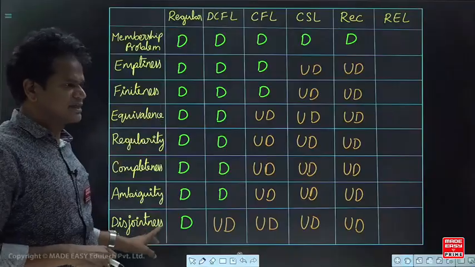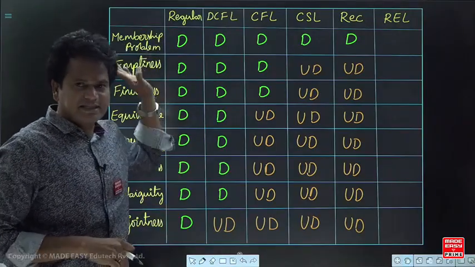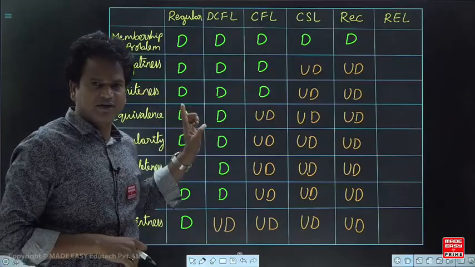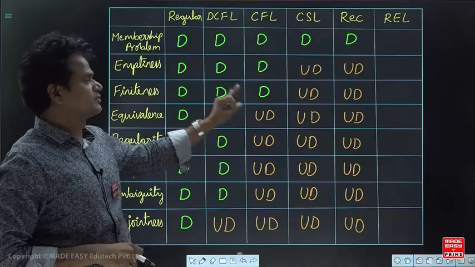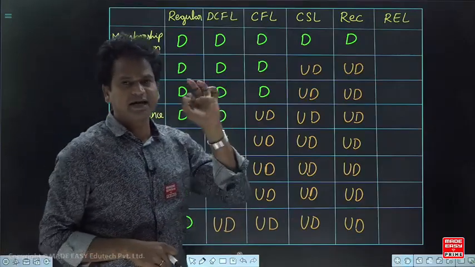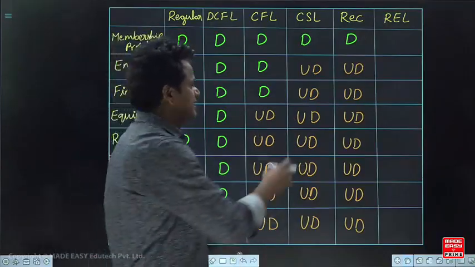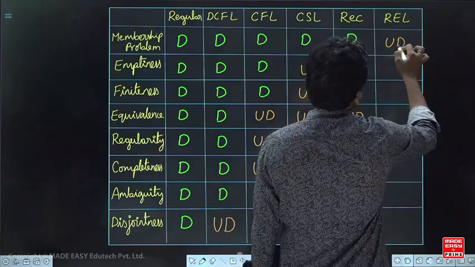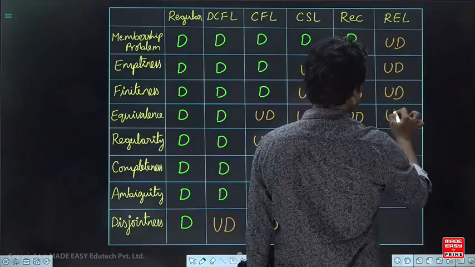To summarize: every problem is decidable under regular language. DCFL also, every problem is decidable except disjointness. For CFL only three: membership, emptiness, finiteness, and the remaining are undecidable. For CSL and REC only membership is decidable, and for RE everything is undecidable. Okay.